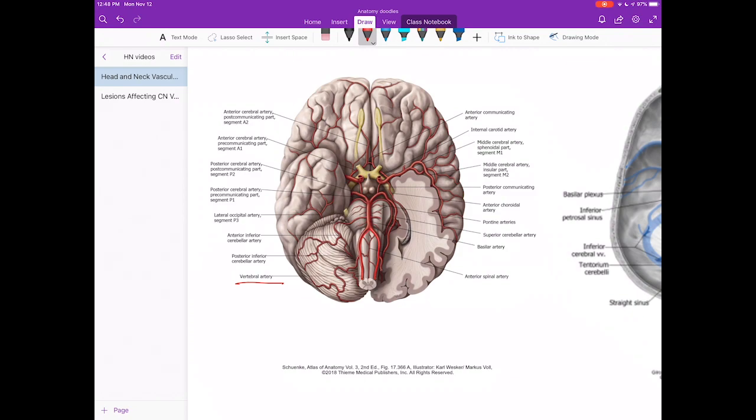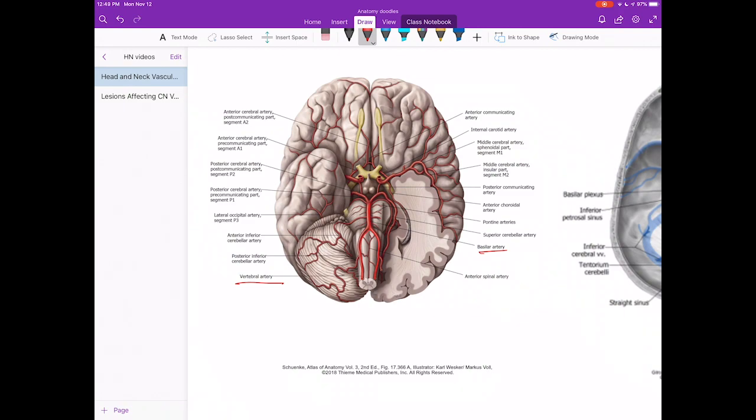Imagine you're a drop of blood. You could have chosen either route. Will anastomose here with the basilar artery. The basilar artery is the posterior or inferior, depending on how you look at it, part of the Circle of Willis, and it will contribute blood to the circle from this angle.